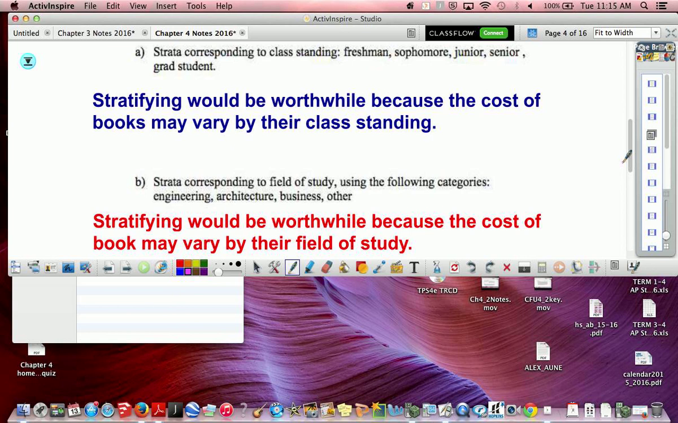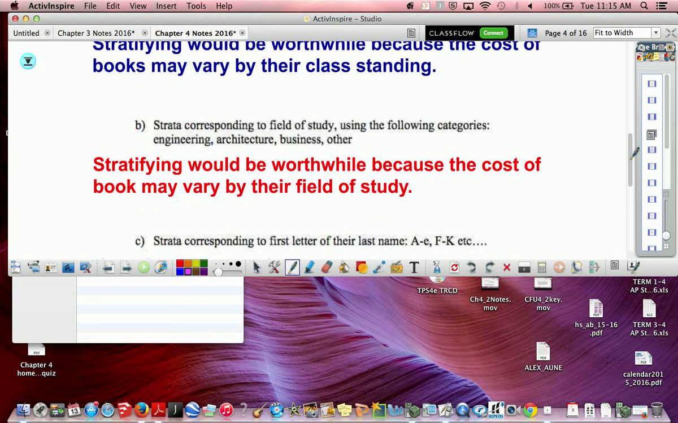So you can start to see how you can actually start to stratify and how it can be important. But choosing your stratification also needs to make sense, so that there's actually going to be a difference within the subgroups. The last one is a good example where I'm kind of giving it away, where it's not. Strata corresponding by the first letter of the last name. So A through E, F through K, etc., for the letters of the alphabet.